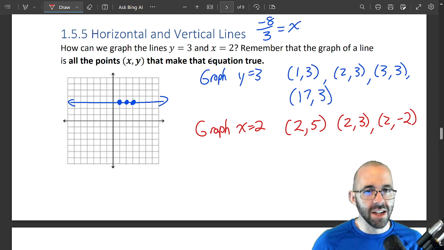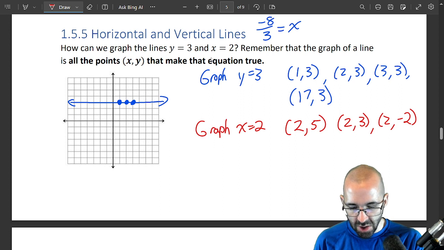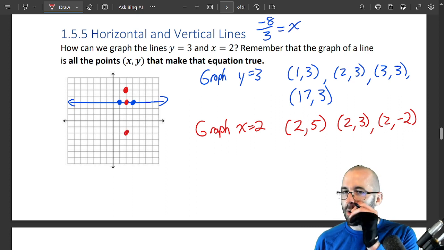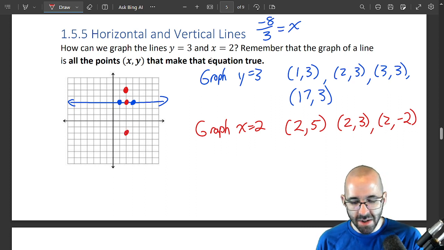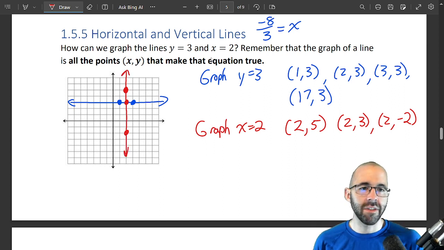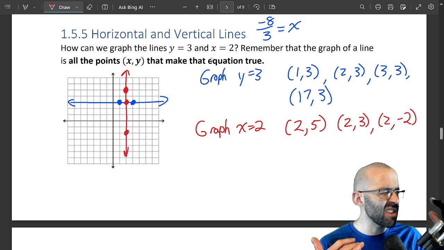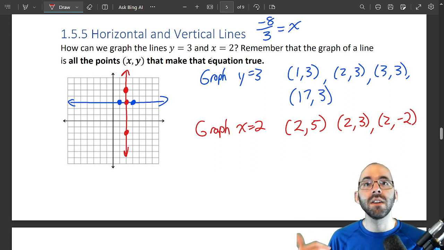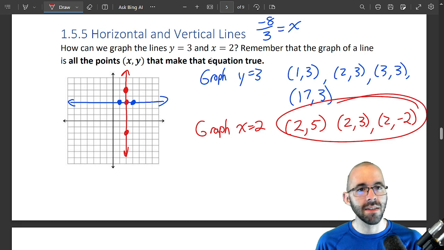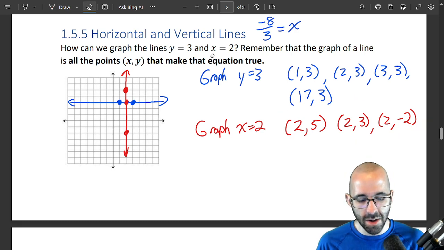So let's graph them. That's what the graph's going to look like. (2, 5) will look like this. (2, 3) will look like this. (2, -2) will look like this. What shape do all these points form? A vertical line. That's what horizontal and vertical lines mean, and that's why they work like this. If you ever forget, you see x equals 2 and wonder if that is a horizontal or vertical line, just give yourself some examples and you'll see the shape appear before your eyes.